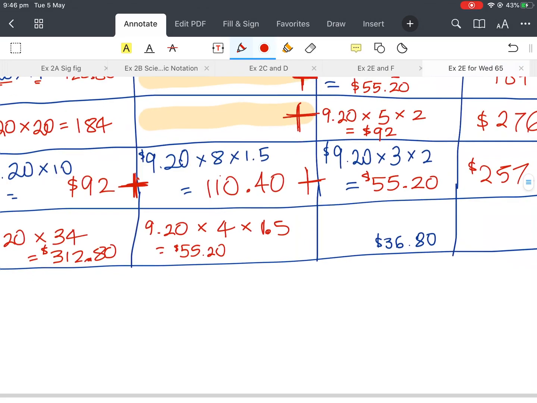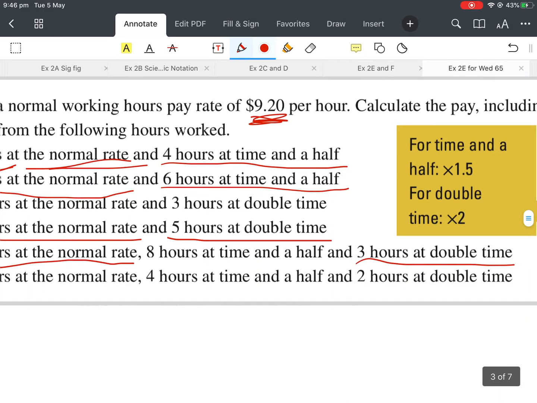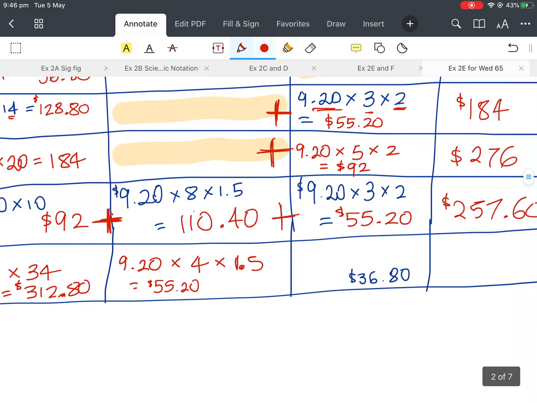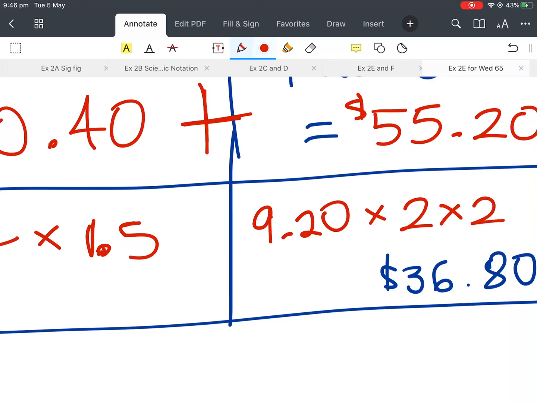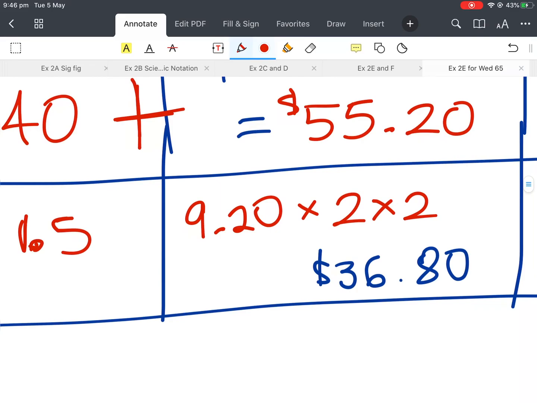All right, next one. I did the answer for that one already. Sorry, I'll make it smaller. Let's see if we got it right. 2 hours at double time. So it's $9.20, same wage rate. It's 2 hours at double time. Let's do that on our calculator. See if you got the same as I did. $9.20 times 2 times 2. Beautiful. 36.8, which is written as $36.80.